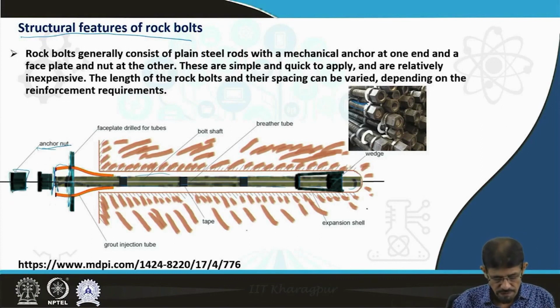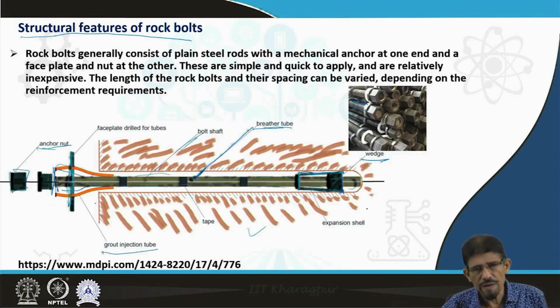This is one view of the tube type of material. This outer part has an anchored wedge. This part is recognized as the breather tube, and then this part is the bolt shaft. This type of bolt is recognized for grout supported anchoring.